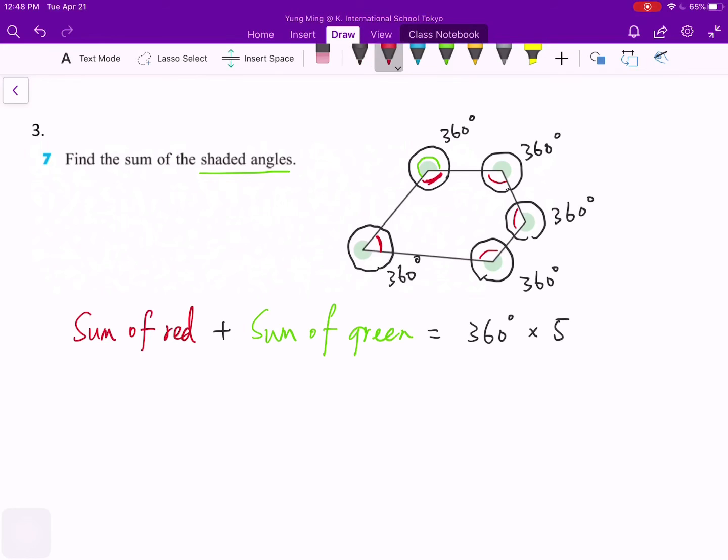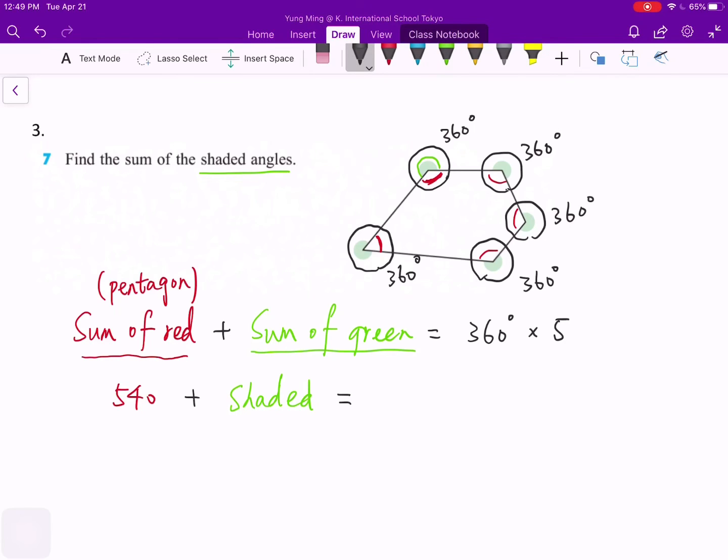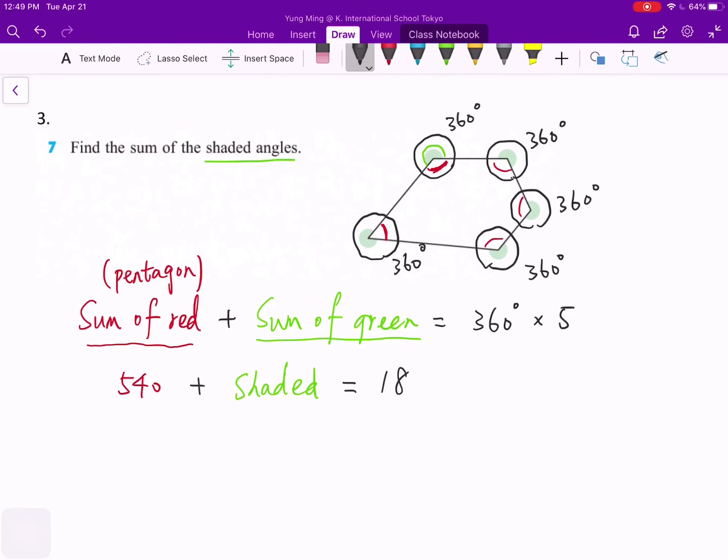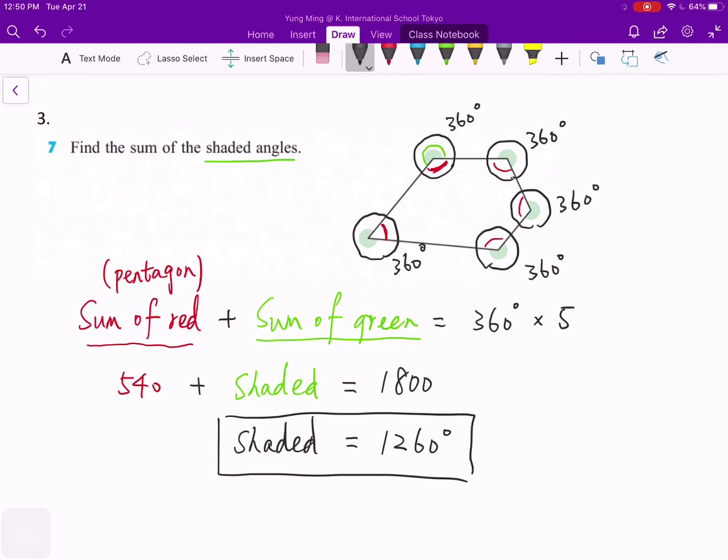Okay. The sum of the red, we actually know already, because the sum of the red is just the sum of all angles in a pentagon. This is a pentagon, and that's 540. The sum of the green, we don't know, but that's exactly what we're solving for. This is the shaded, and that equals 360 multiplied by 5, which is 1,800. So the sum of the shaded angles is just going to be 1,800 minus 540, and that's going to give us 1,260 degrees, and that's it for this problem.